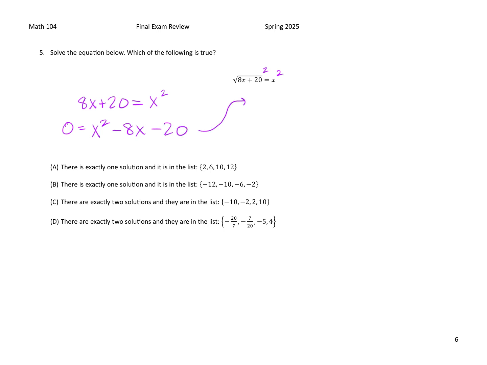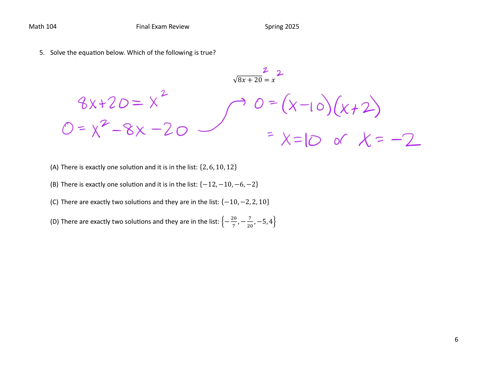And then that does factor. So I have 0 equals x minus 10 times x plus 2. And that means that x equals 10 or x equals -2. But especially with radical equations, we need to check both solutions to make sure they're true. Sorry, it's supposed to be a 10.